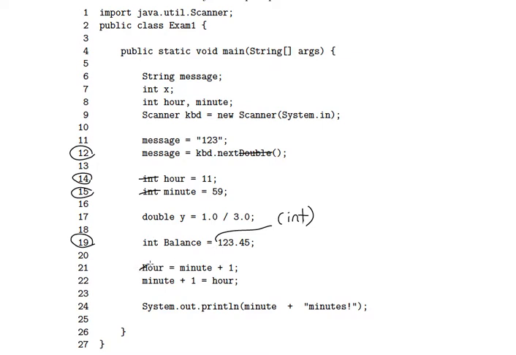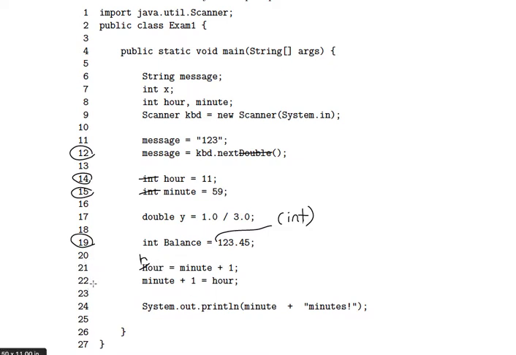This one is a case problem. It has to be lowercase in order to match these declarations up here. Minute plus 1 seems fine. Let's see, minute is an int, plus 1 is an int, this whole thing is an int, and hour is an int, so that seems fine.